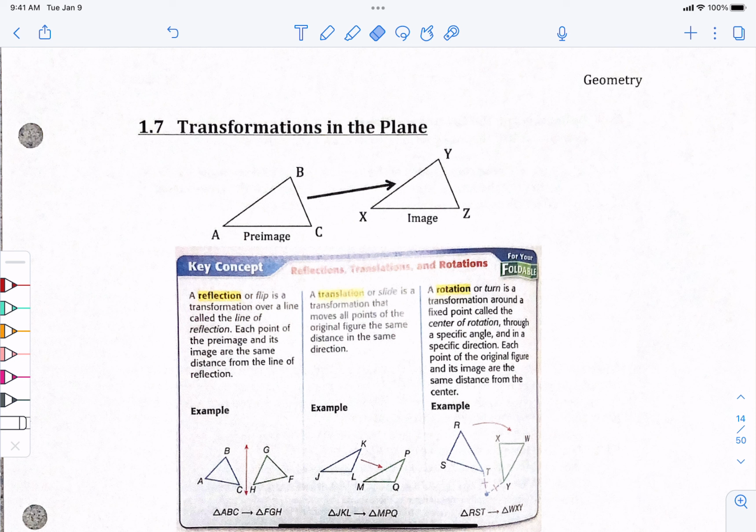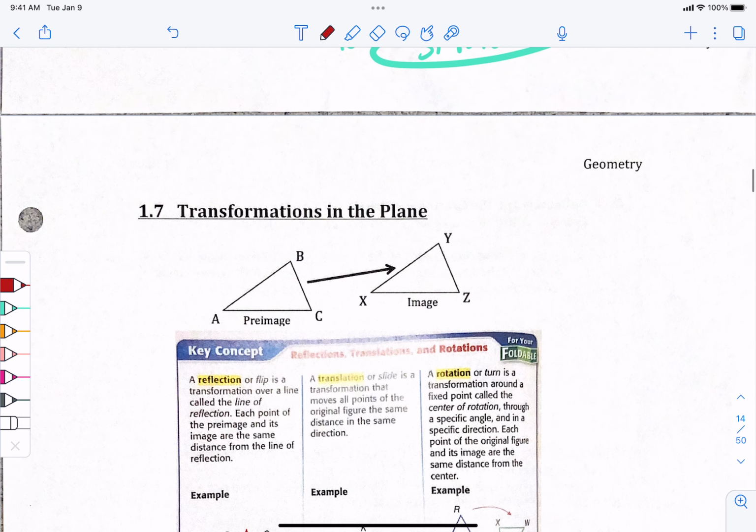All right, hello people that are gone. This is 1-7, transformations in the plane. I'm going to sit a little ways away from my computer, so I'll try to shout loudly so you can still hear me. Transformations. I'm going to give you a little bit of background information.